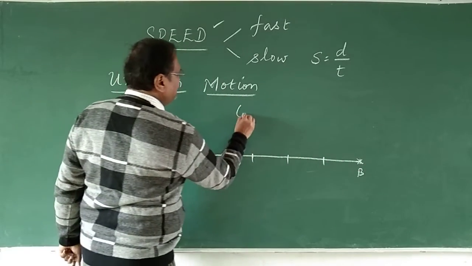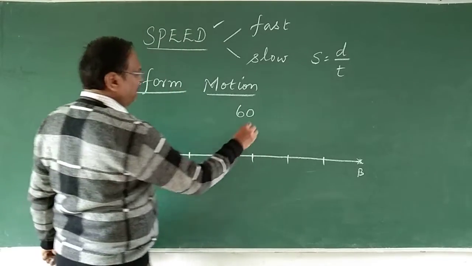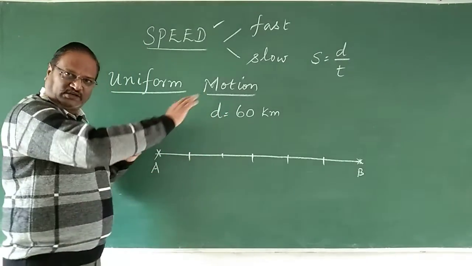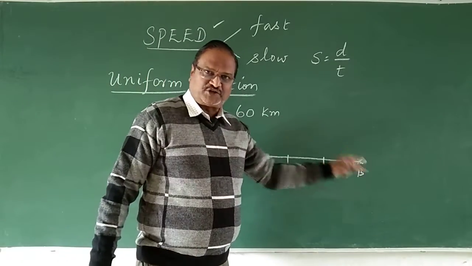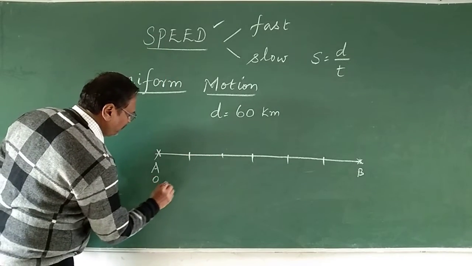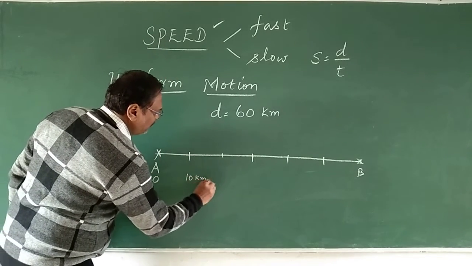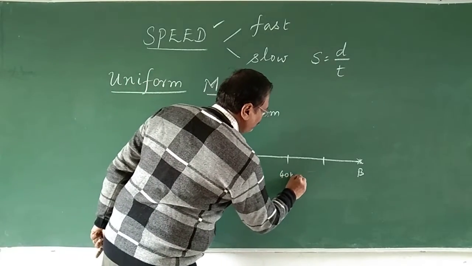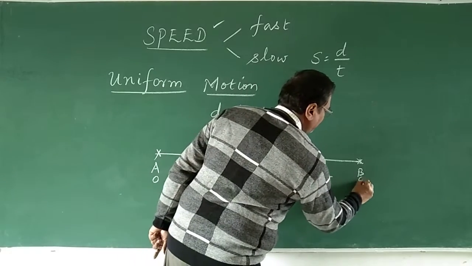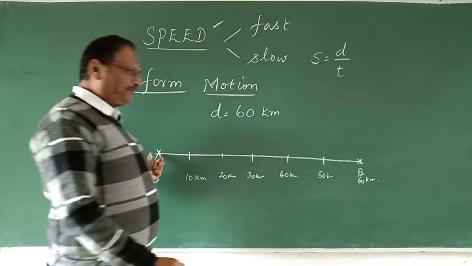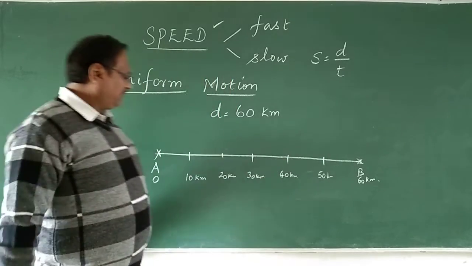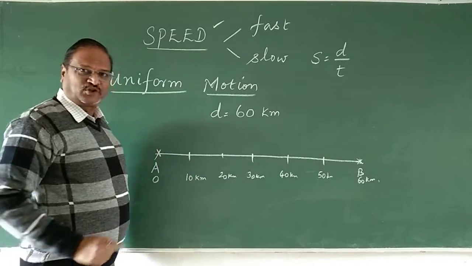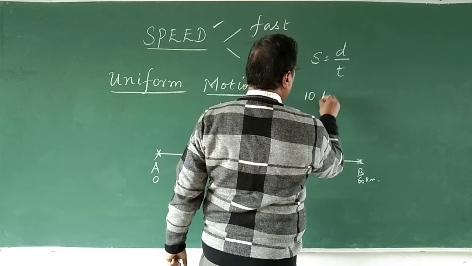Let us say the distance between the point A and B is 60 kilometer. That is the distance traveled by the body. The total distance is 60 kilometer. So I divide this: this is 0 kilometer, 10 kilometer, then 20 kilometer, 30 kilometer, 40 kilometer, 50 kilometer and 60 kilometer. This is the starting point and that is the end point. Each one is divided into how much? 10 kilometer. So distances are 10 kilometer each.